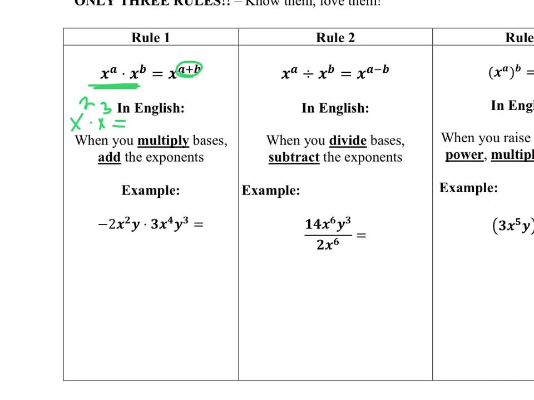And it's because x squared is x times x. And x cubed is 3 x's. That's what the exponents mean. They just multiply times themselves. So then if you look at it all together, that is x to the 5th. So that's the concept. Okay, so down here we have an example.